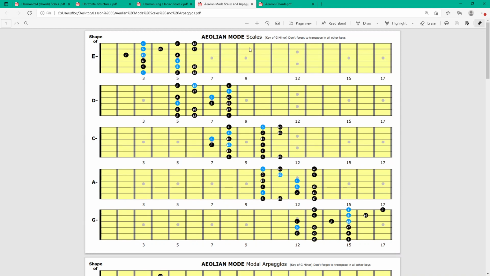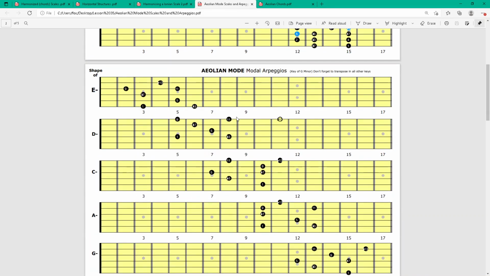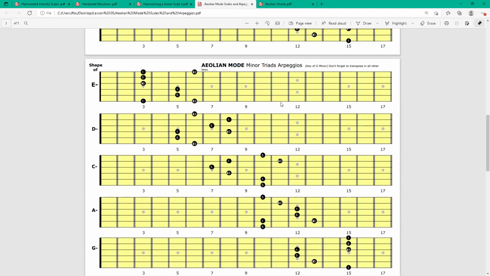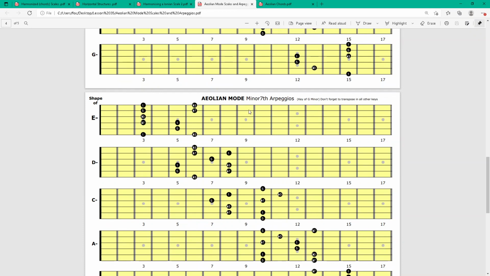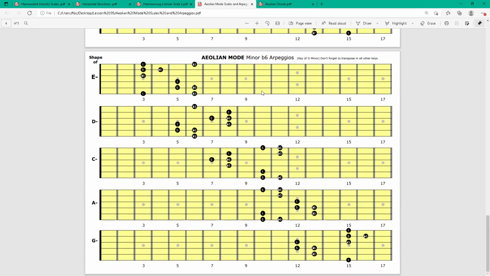So you have the Aeolian scale, and the type of exercises you can do, as I say, are many, but you can take a lot of ideas from lessons 1 to 15. Same thing with regards to the modal arpeggios, the minor triad arpeggios, and the Aeolian mode minor 7 arpeggios. Now, let's have a quick word about minor 6. Why did I add minor 6?